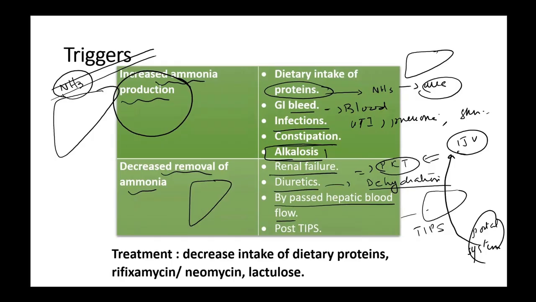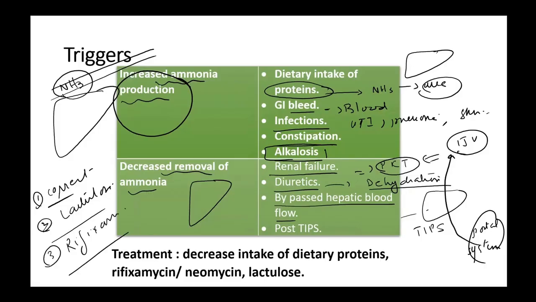Treatment, we usually start with correcting the precipitating cause. That's number one. Second, give them lactulose. Third, we can use rifaximin. Neomycin is not available in the United States, but it is used outside the US. So we can use lactulose, we can use rifaximin.